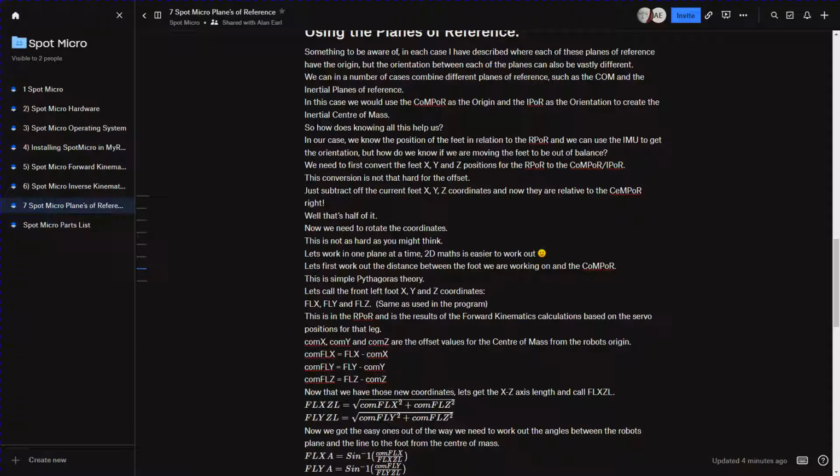And we've done the trigonometry already when we were doing the kinematics, so a lot of this should be familiar to you already. To make life easy, let's do this in 2D maths. So we're only going to look at the XZ plane first and then the YZ plane.